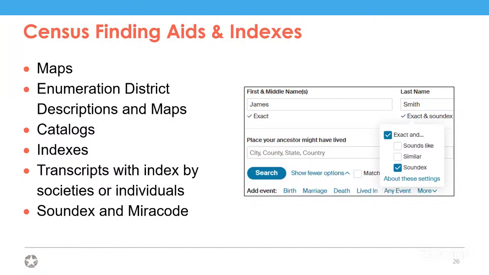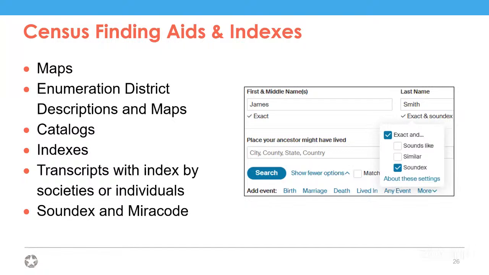There are transcripts with indexes done by individuals and genealogical societies available through several different options that we'll share in just a minute. And then, as you can see listed, Soundex and Miracode. I'll go into a little bit of detail on what that is, just because it's pretty neat.